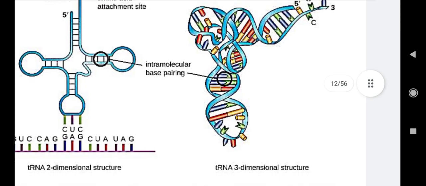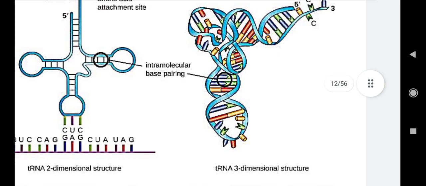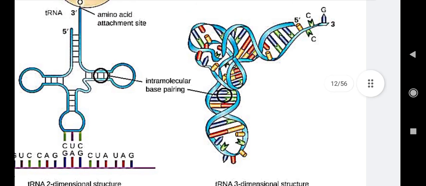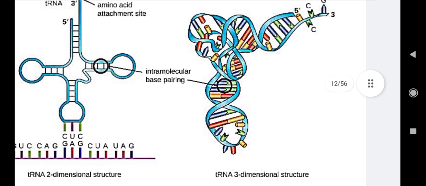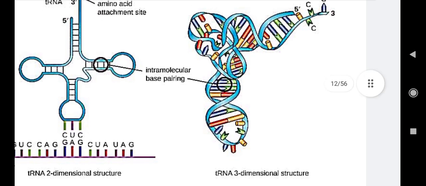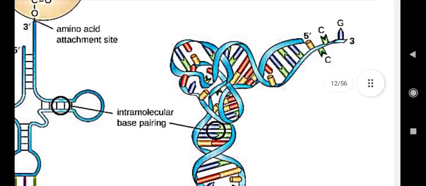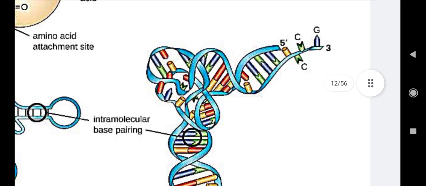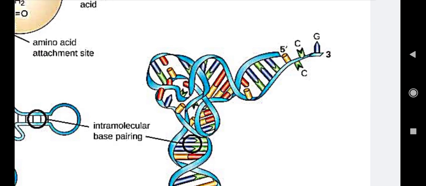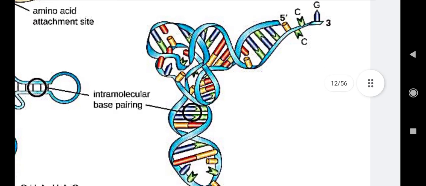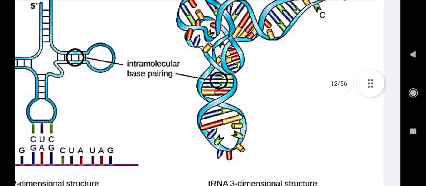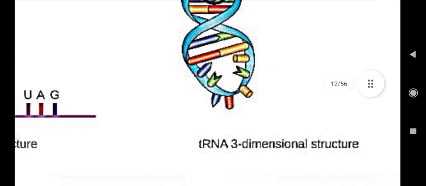Now on the right figure you can see this is also the structure of tRNA, but in a 3-dimensional view. You can see the acceptor arm that carries the amino acid. You can see the anticodon loop also here.